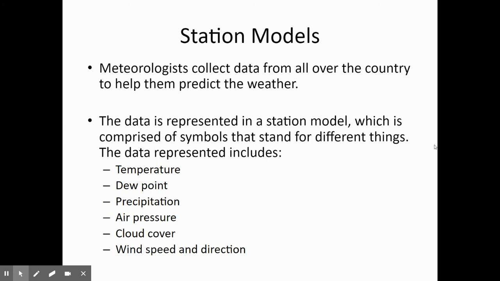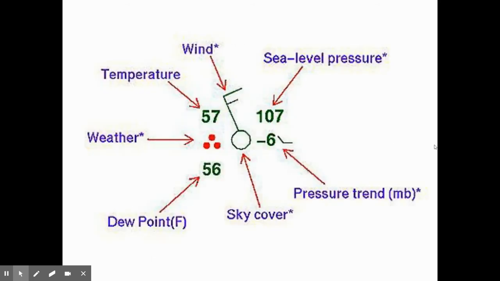We want to talk about weather station models today. That's how meteorologists show their data that has been collected to predict the weather in the future. The data is represented in a station model, which is comprised of symbols that stand for different things. And we're going to look at temperature, dew point, precipitation, air pressure, cloud cover, wind speed, and direction. Okay. So here's what your weather station model looks like. Here, the cloud cover, sky cover.